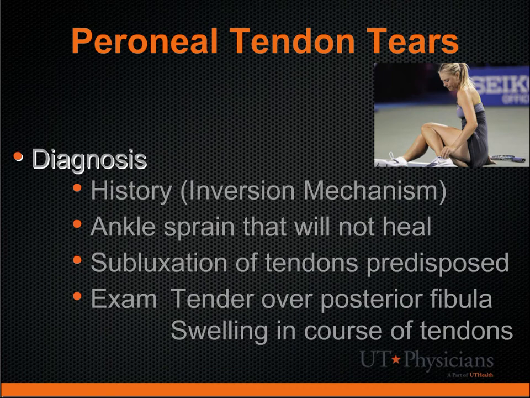And then you can actually develop a tear. And people who have a tendency for subluxation of these tendons around this outside and lower fibular area often are predisposed to the tendons being injured with that type of mechanism. So on examination, these folks are tender in that area where the tendons course. Often they're swelling, and this is right behind the outside fibular bone where they course.